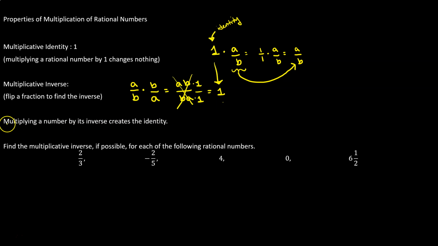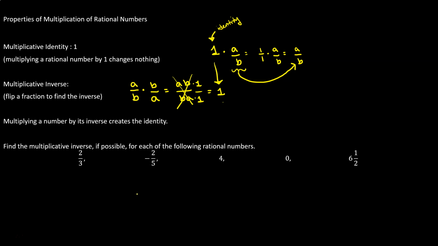So the way to think of these two properties is that multiplying a number by its inverse creates the identity. So you can't have an identity without an inverse. You can't have an inverse without an identity. They go together very well. Multiplicative inverses are very useful, especially when solving equations, because they can help us get rid of fractions, turning them into 1, essentially.